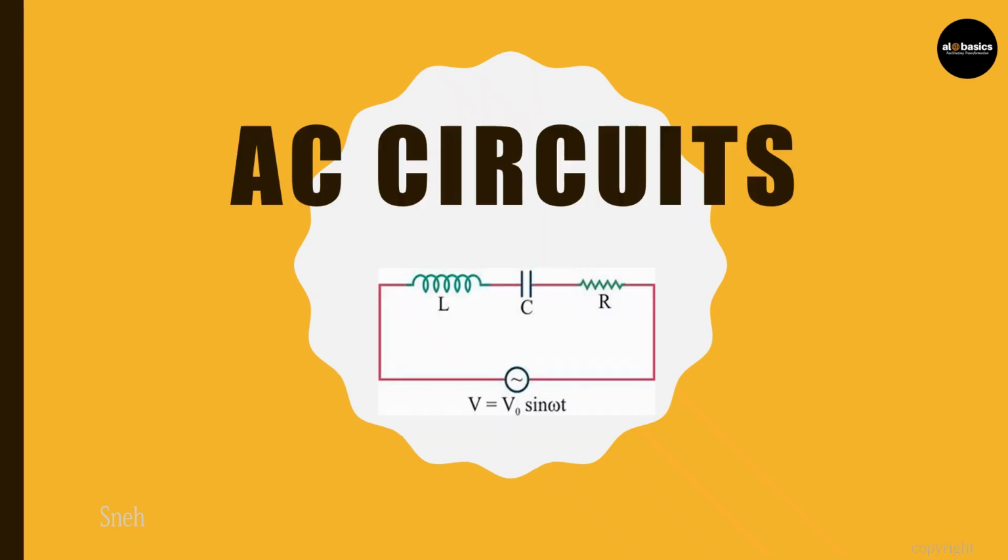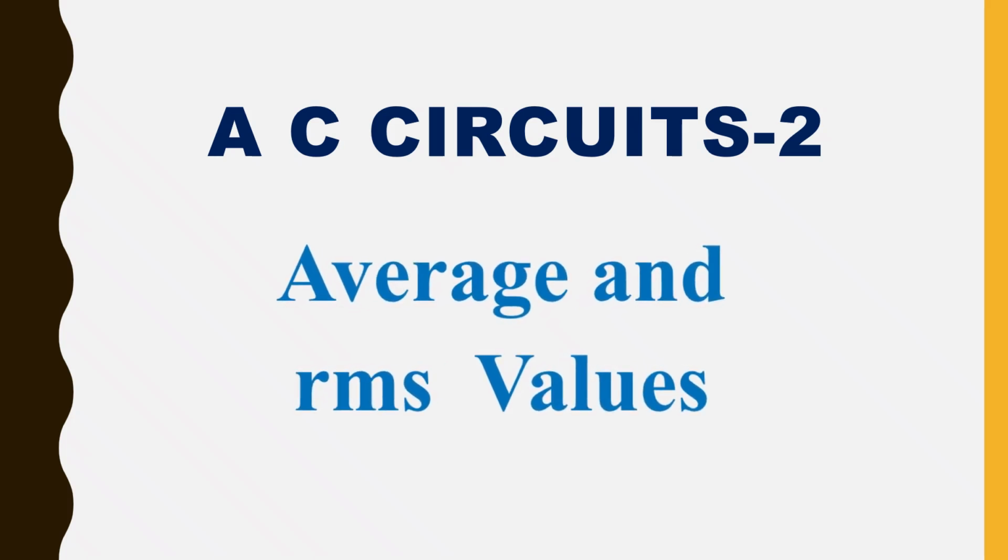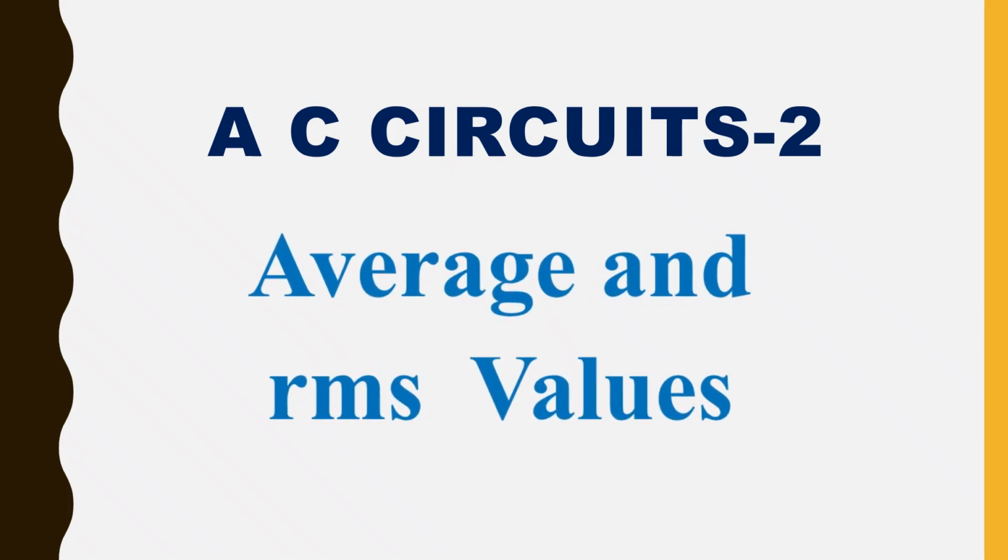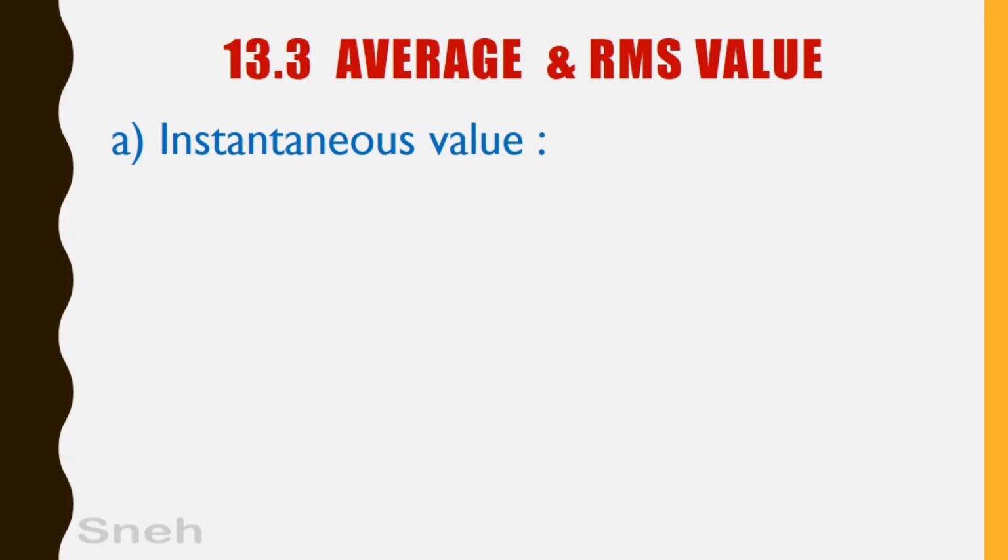Today we'll discuss AC circuits, which is the 13th chapter from the 12th physics of Maharashtra State Board. Let's study the next article from AC circuits, that is average and RMS values. Before going to average value and RMS value, we must know instantaneous value. What is instantaneous value? Once we know that, we proceed further.